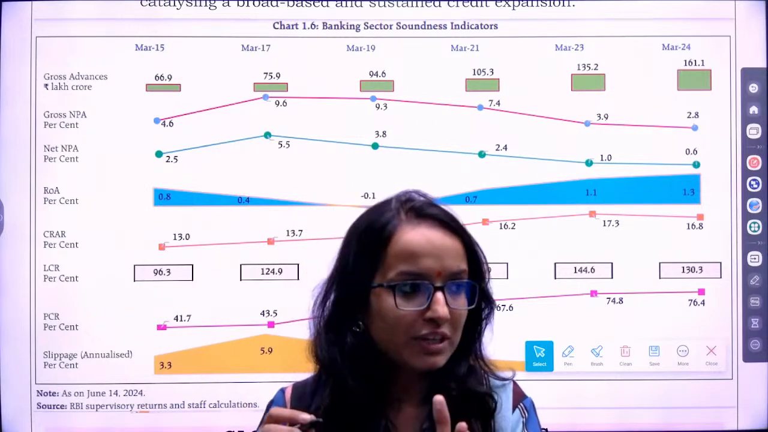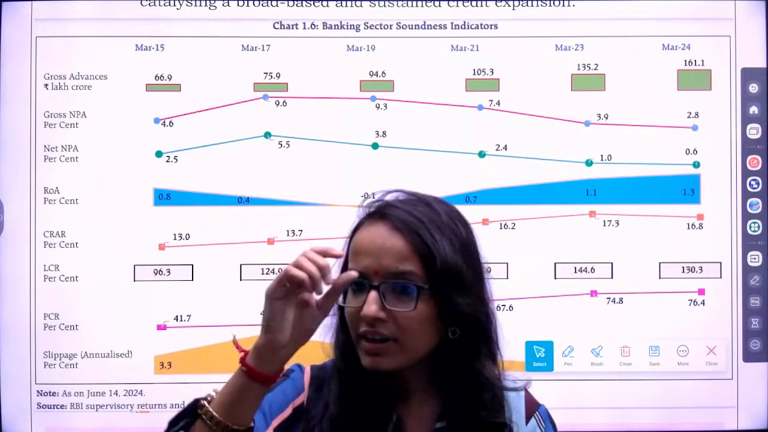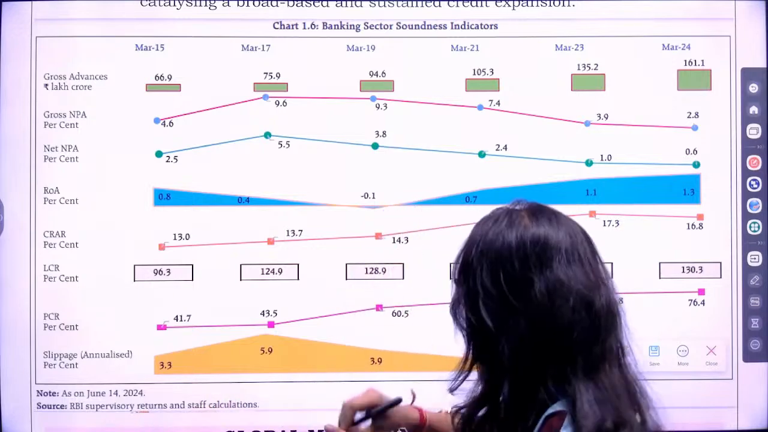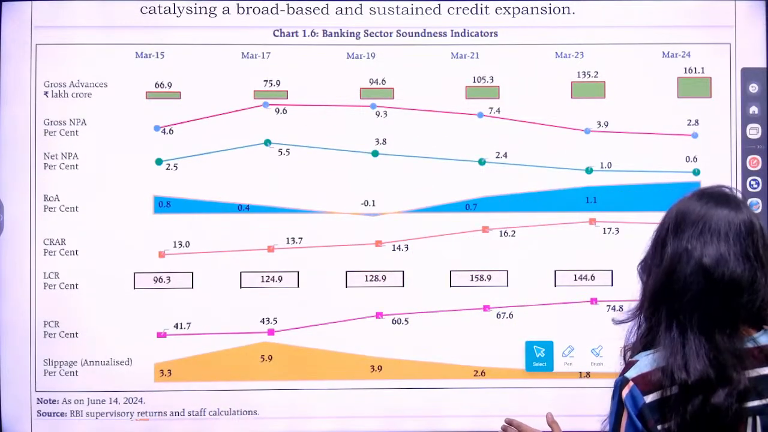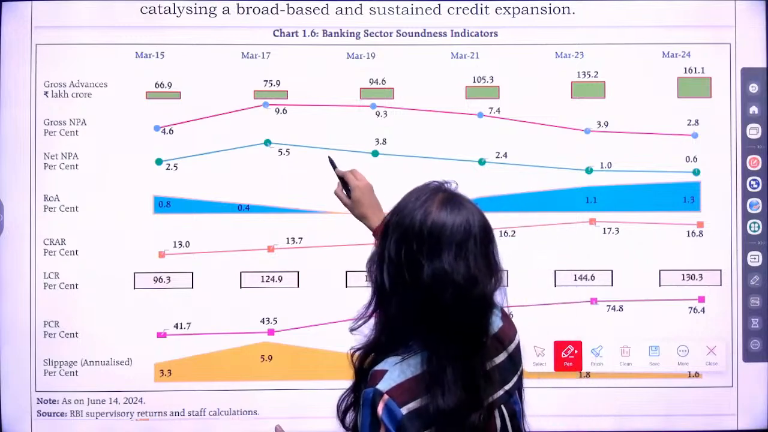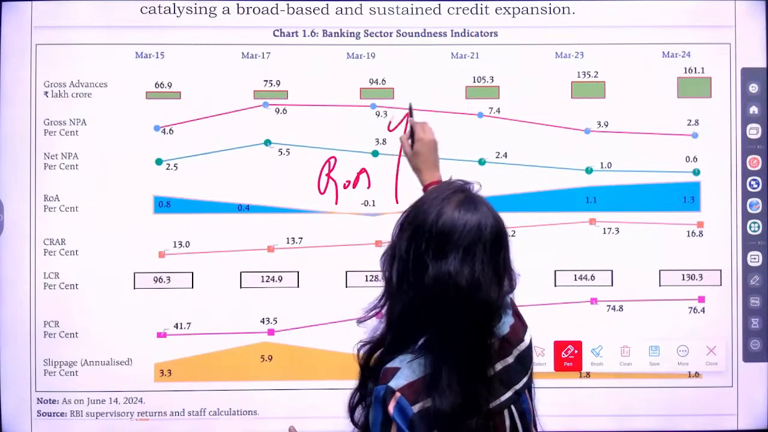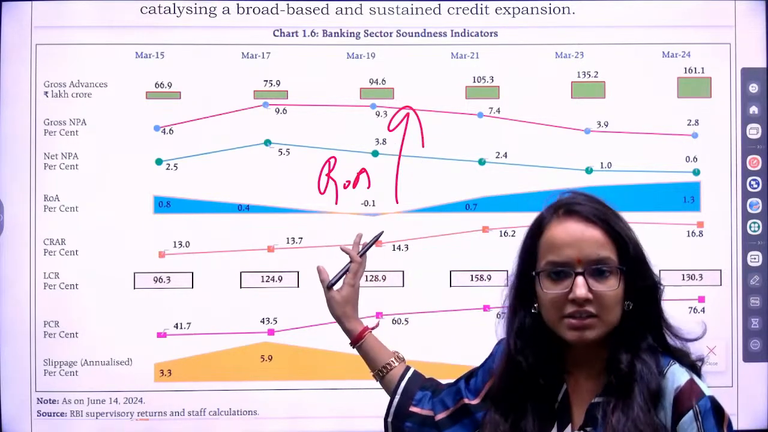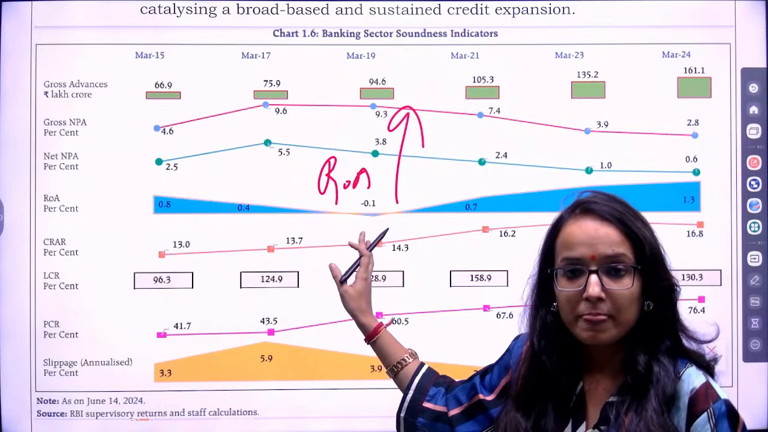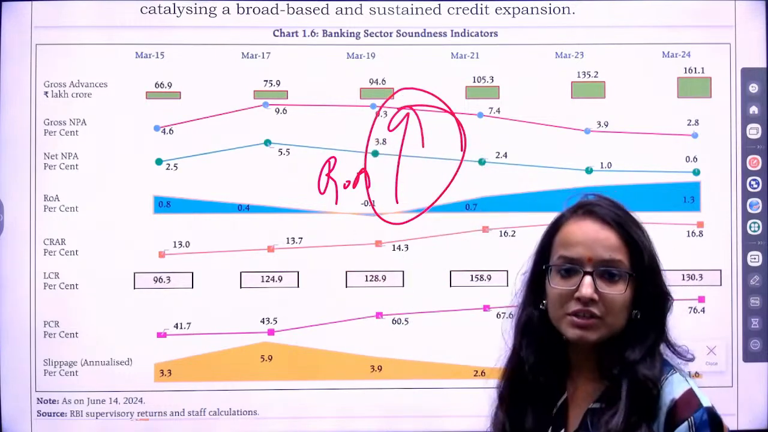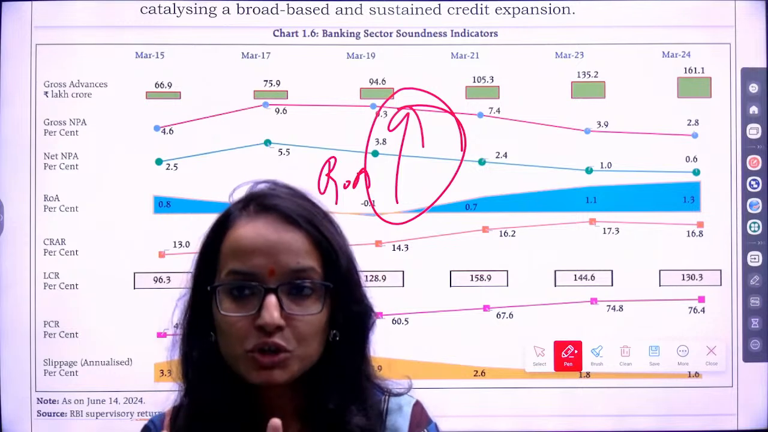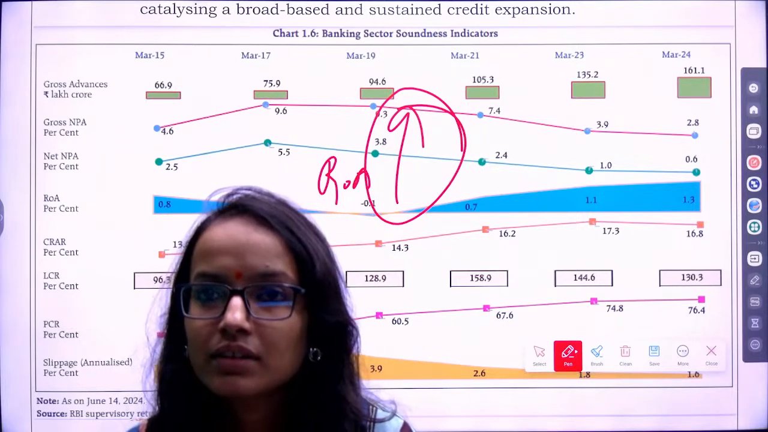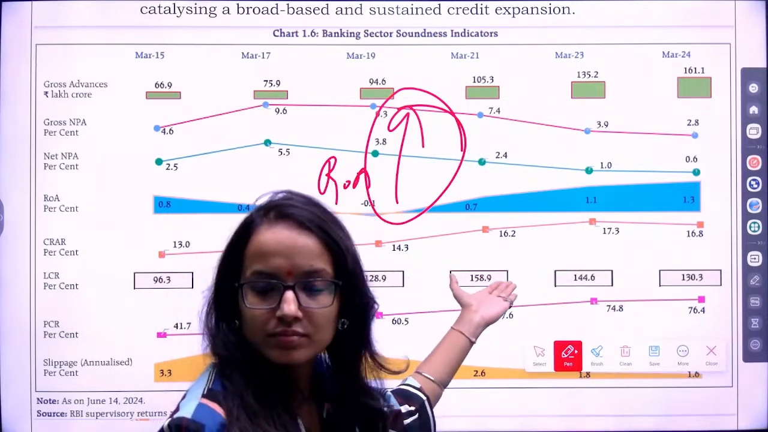If you want to explain that ROA is rising, don't write the entire line. You can just write ROA increasing. So you remember the trend, it is increasing. Just this much would be sufficient. So you reduce your letters, your words, your time, your space, everything. Simple.